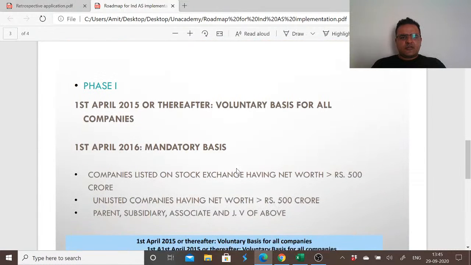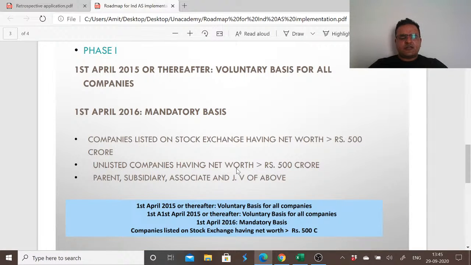So in phase 1, 1st April 2015 or thereafter, it's applicable from financial year beginning 1st April 2015. Voluntary Ind AS balance sheet was of 31st March 16. But mandatorily applicable was from financial year beginning 1st April 16, ending on 31st March 17.